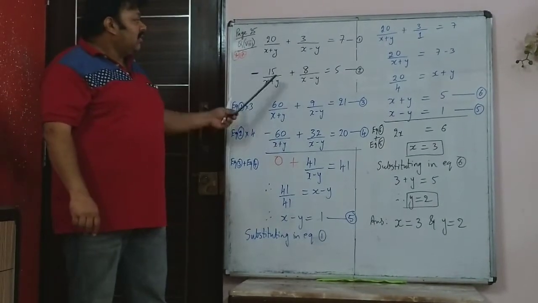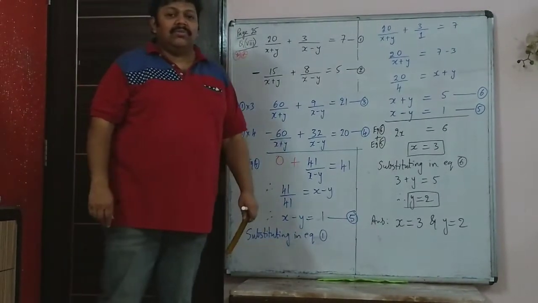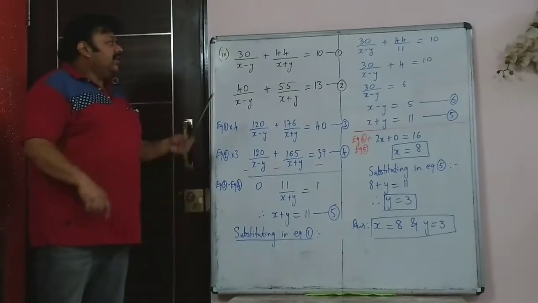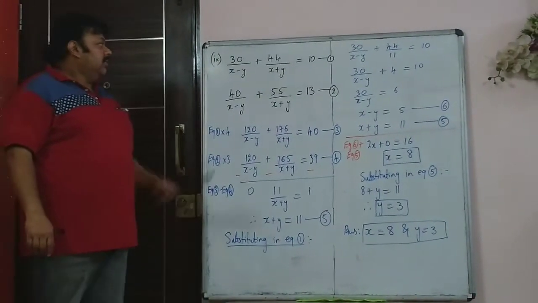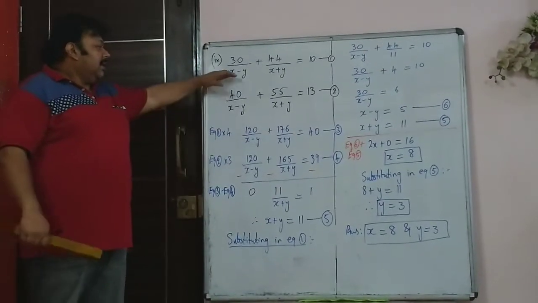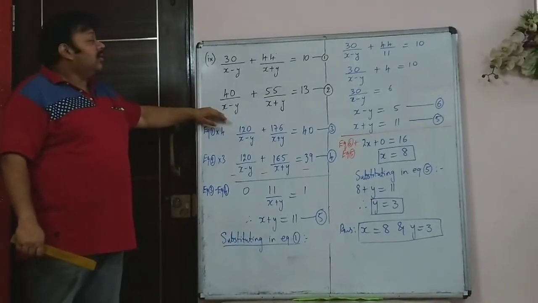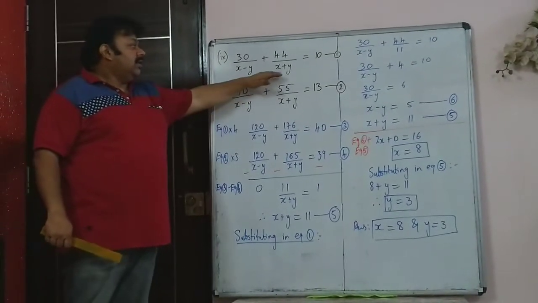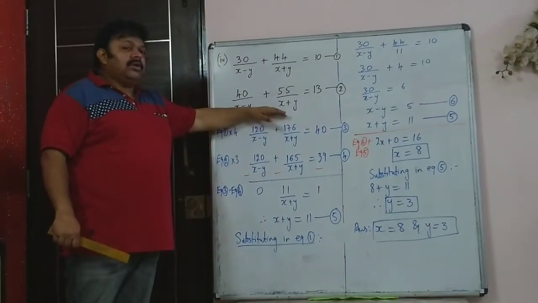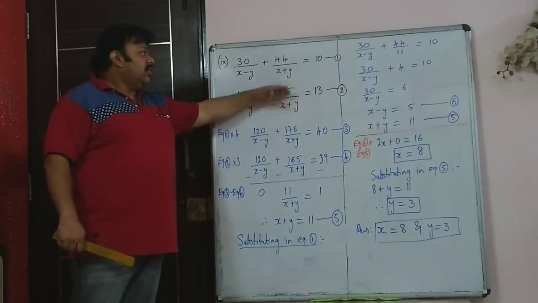This is a standard method. The next sum is also in the same method. Quite a similar sum to what you just did, the previous sum, the 9 sum. Again x minus y in the denominator, the first terms arranged one below the other, and the second terms, x plus y and x plus y in the denominator, arranged one below the other.